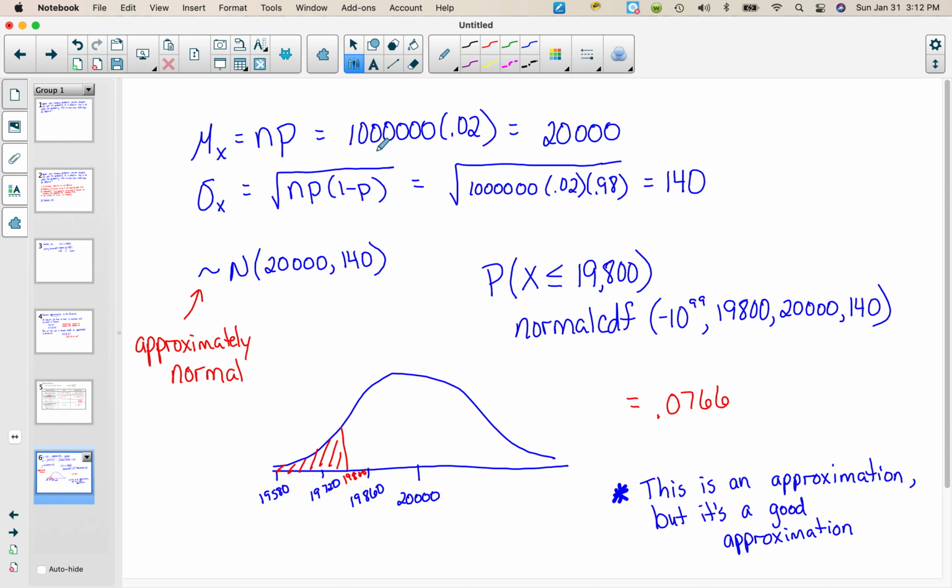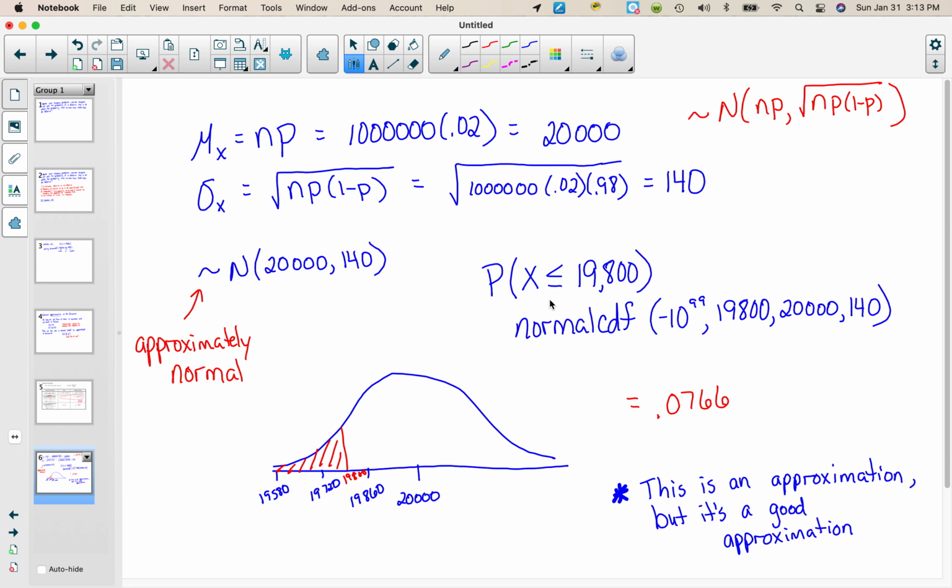So using those, since the mean mu sub x is n times p, which in our problem is 20,000, and sigma sub x, if I calculate that, I get 140. So I'm going to use an approximate normal model, with n times p and the square root of n times p times 1 minus p as my mean and standard deviation. It's very important that you recognize that this is approximately normal, not exactly normal, and you can show that with a little squiggle.